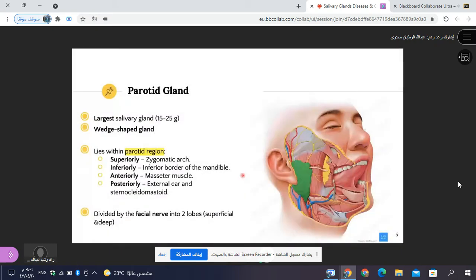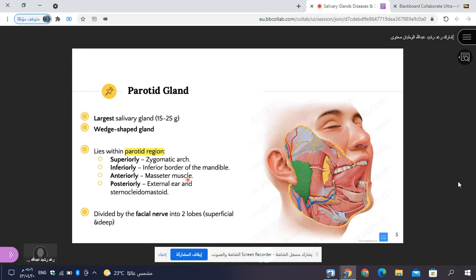So before I talk about the parotid gland, there is actually an important nerve that runs within the gland. Do you know it, guys? Facial nerve. Excellent. So the parotid gland actually is the largest salivary gland، تمام؟ It's a wedge-shaped gland and lies within the parotid region.